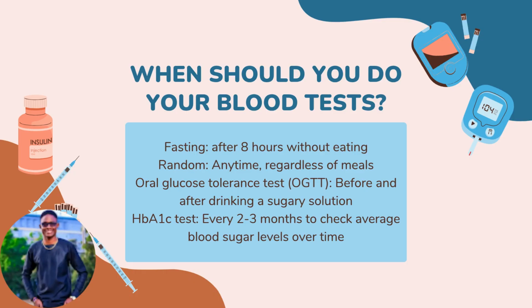When should you do your blood tests? For fasting, it's done after 8 hours without eating. For random, anytime, regardless of meals. For OGTT, that is oral glucose tolerance test, it's done before and after drinking a sugary solution. For HbA1c test, it's done every 2 to 3 months to check average blood sugar levels over time.